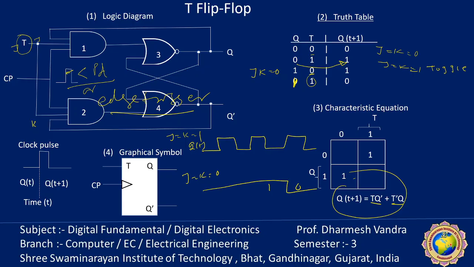What is the meaning of the T flip-flop? How can it toggle the outputs depending on T? If T is 0, the output remains the same. If T is equal to 1, the output is Q dash. So the output either remains the same or toggles, depending on the T input of the flip-flop.